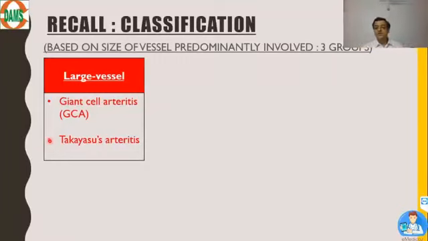So these both are T cell mediated vasculitis. There is no role of ANCA. Correct. We have confirmed here. Let us go forward.